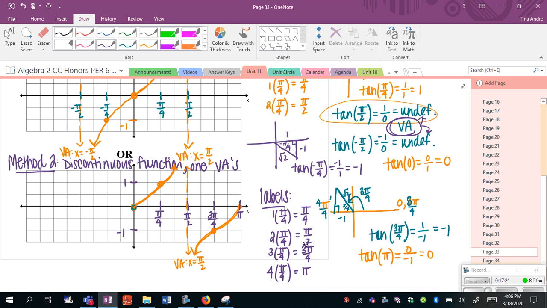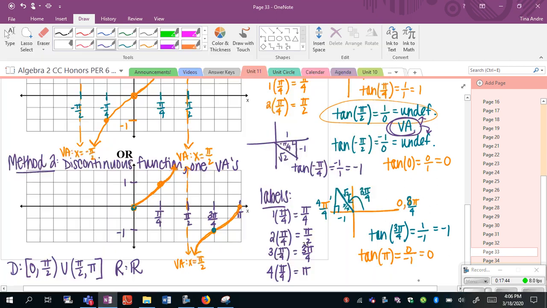Let's just at the bottom here, let's write the domain of this one. So the domain is going to be 0 with a hard bracket including 0, and then a soft bracket to pi over 2. And then it's going to pick back up at pi over 2 with a soft bracket, and then go up to pi with a hard bracket. And then for my range here, it'll be all real numbers again because there's arrows on there. So that is tangent. So the values will be the same, but you can do all this extra work on the side to figure out the values if you need to.